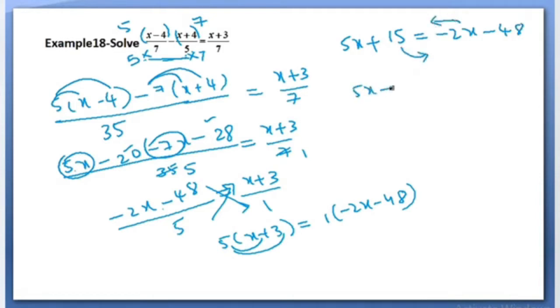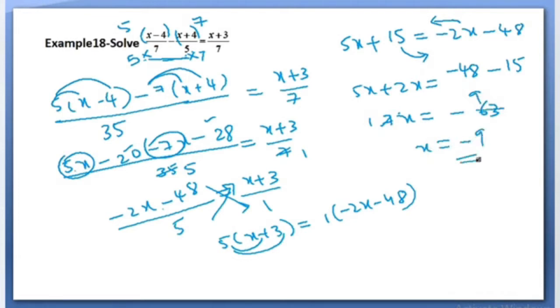So 5x plus 2x, that is equal to minus 48 on the right side, and plus 15 will become minus 15. Now 5 plus 2, that is 7 times x, which is equal to minus 63. So 7 times 9 is 63, then x is equal to minus 9 is the solution of the given equation.